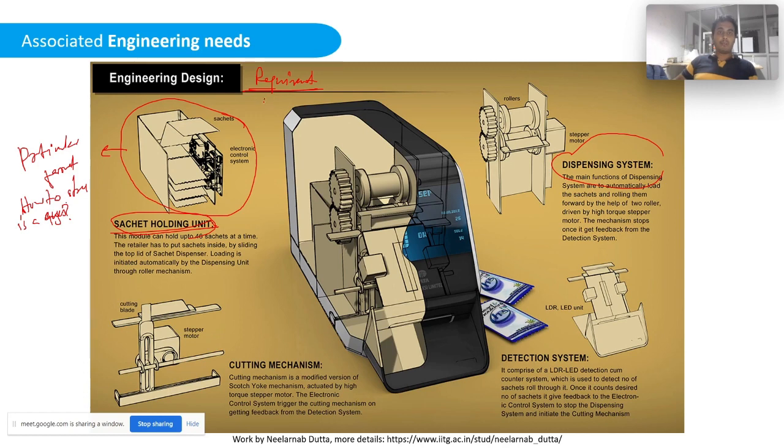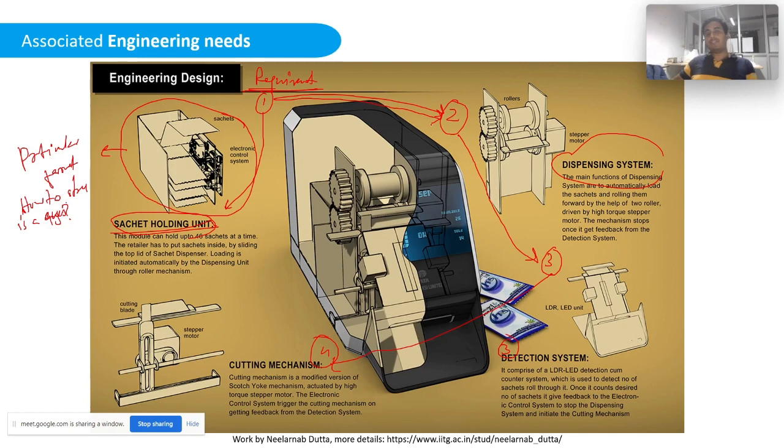As per his requirements, to solve these particular concepts, he needs to come up with a sachet holding unit, a dispensing unit, some sort of detection mechanism, and then he should have something for cutting the sachets. So these are the requirements.